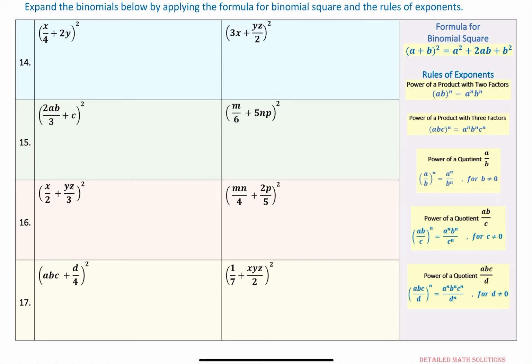I'm going to use the formula for binomial square. A plus b in parentheses squared equals a squared plus 2ab plus b squared. I'm also going to use the following rules of exponents.